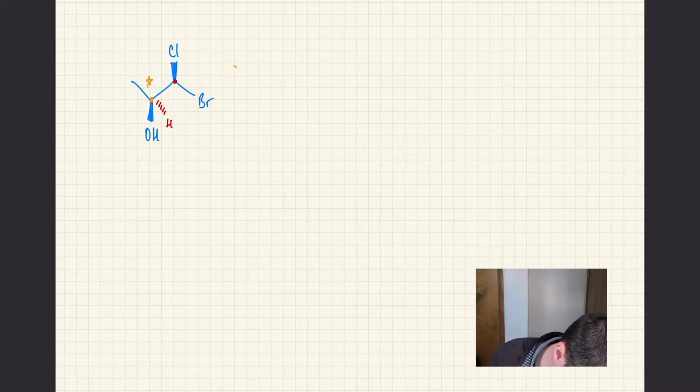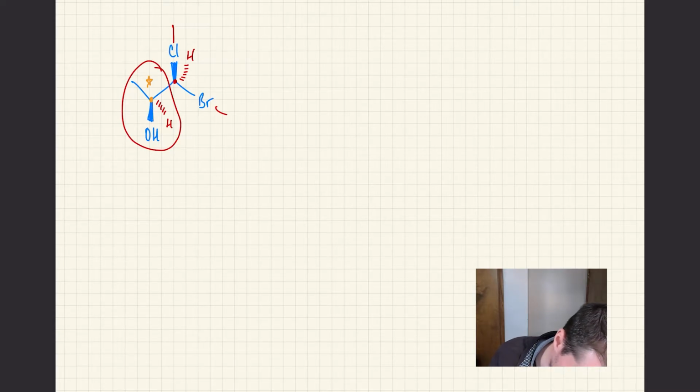I'll use red for this one. And again, I'm going to draw the hydrogen that's not drawn. In this case, we have a chlorine, we have a bromine, we have this whole mess, and then we have a hydrogen. So once again, we have a chiral carbon. So we have 2 chiral carbons on this one.